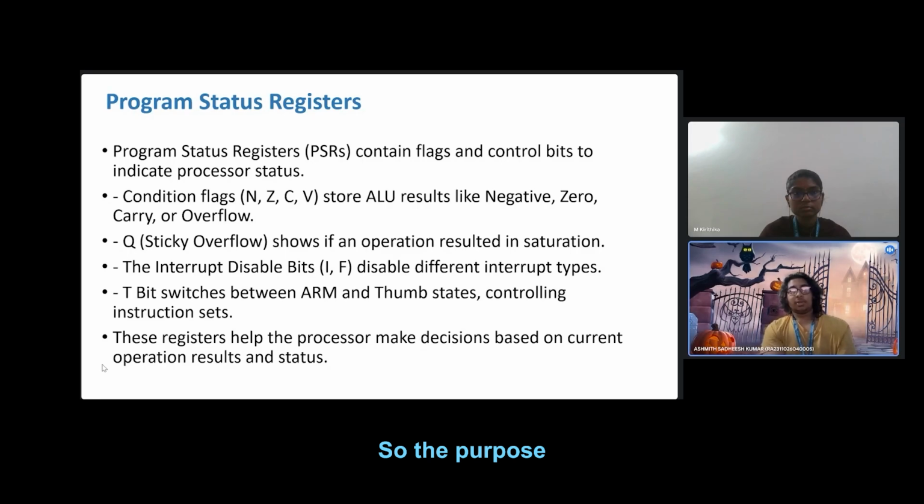So the purpose of the program status register is to contain flags and control bits that reflect the processor status. The key components of PSRs include N, Z, C, and V, which indicate ALU results like negative, zero, carry, and overflow. The Q flag shows an operation resulted in saturation. Interrupt disable bits are I and F, which disable different interrupt types. The T bit switches between ARM and Thumb states, controlling instruction sets. These registers help the processor make decisions based on current operation results and status.